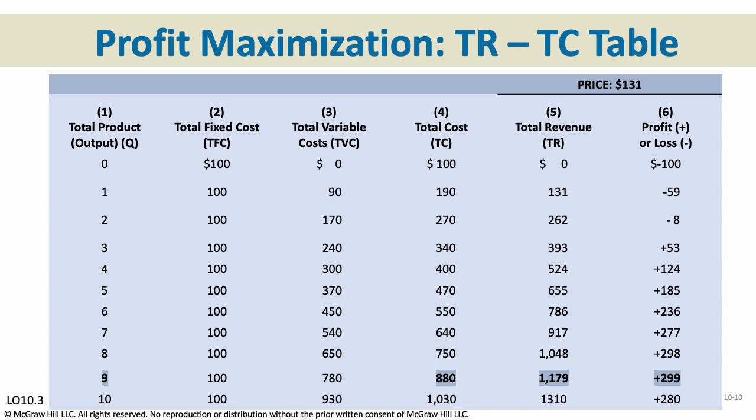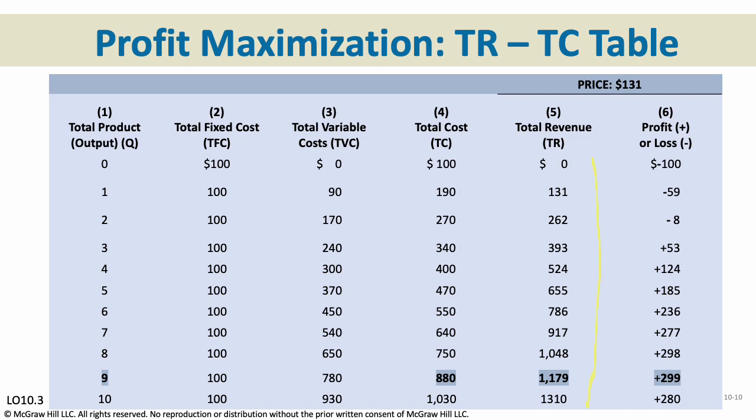So if we look here, we have total fixed cost, total variable cost, and total cost, as well as total revenue. So total revenue, as you note, and I'll get the highlighter out right here, total revenue is going up as we sell one more each time by $131, or the price, because we're dealing with perfect competition.